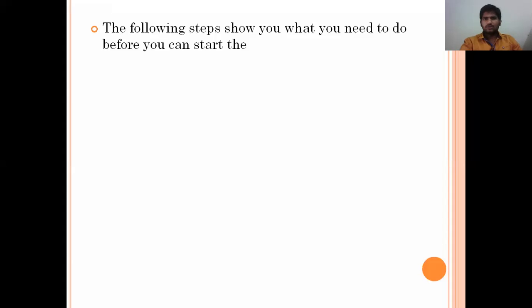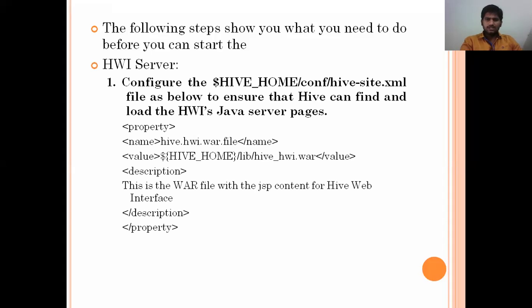Now I will show you how it starts. You need to follow these steps before we can go on. For the HWI server, configure the $HIVE_HOME, then configure hive-site.xml. We are going to edit the XML file, adding the following to ensure that Hive can find and load the HWI server's Java server pages. So the Java JSP pages are going to be opened.